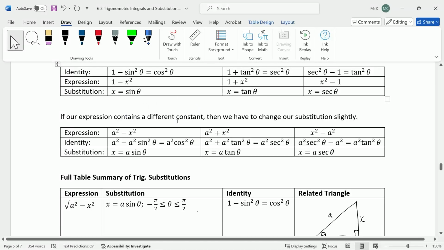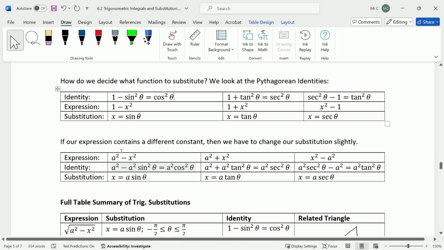Now, if the expression contains a different constant instead of 1, we change our substitution slightly. So if we have a squared minus x squared, we just replace x with a times sine of theta instead of just sine of theta. And then when we do that substitution, we get a squared sine squared of theta. So that a squared factors out, and the 1 minus sine squared becomes cosine squared. So the only difference between these situations where you have a squared minus x squared, or a squared plus x squared, or x squared minus a squared, the only difference is that you multiply the substituting function by a.